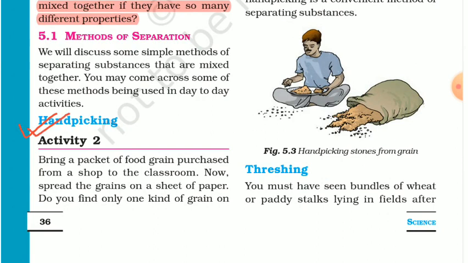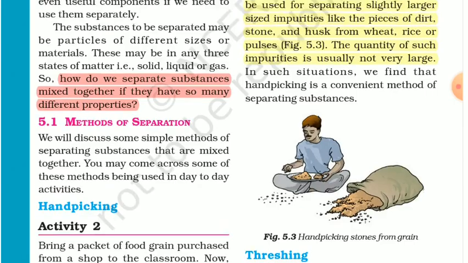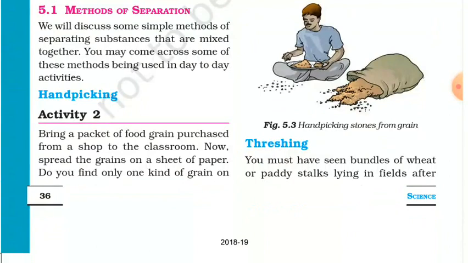As we have already given the example of hand picking very well, when you were separating the mangoes and guavas, obviously you were doing what? Hand picking, right? So hand picking is the first and foremost basic technique of separation. Remember it. So here is an activity in your book. You may do that. You will bring a packet of food grains purchased from the shop to your home.